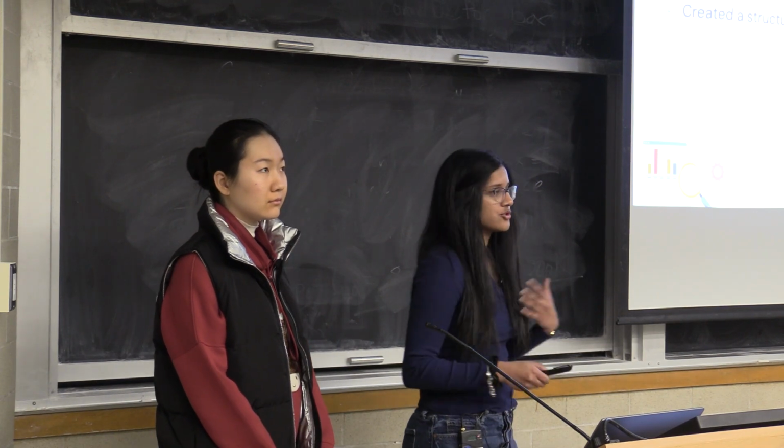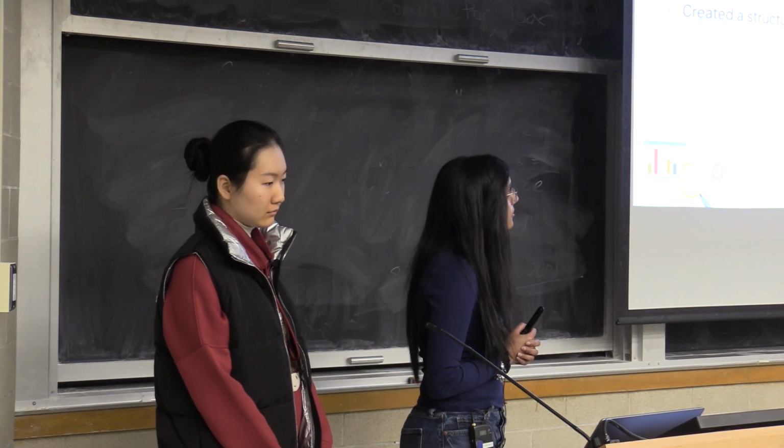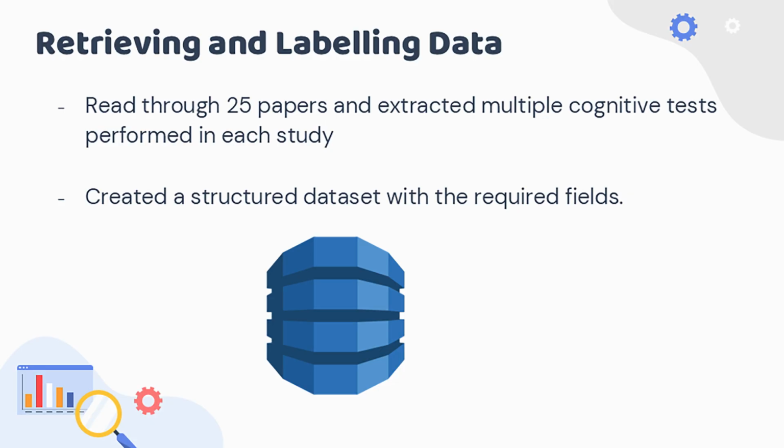So let's look at the retrieval and the labeling of data. What we did was we looked at 25 different papers, and we manually read through them and labeled them to create our own structured data set. And this is what we used as our ground truth when evaluating how well our extractor agent performed.